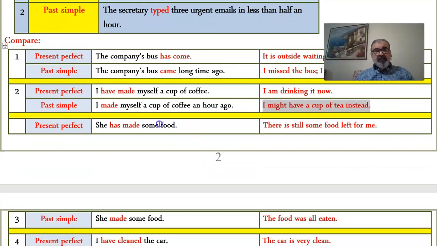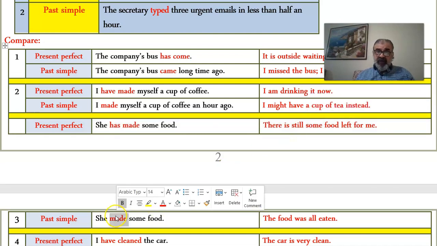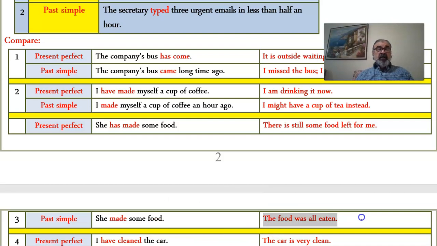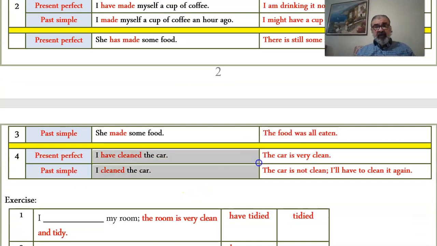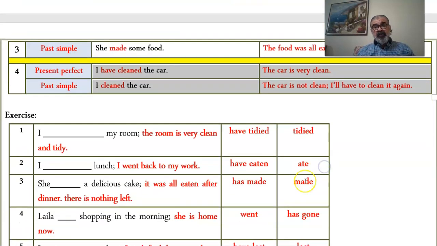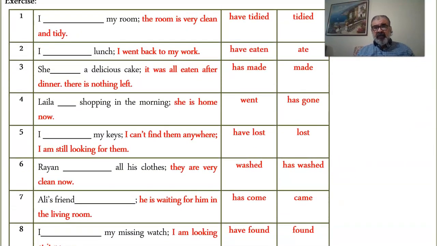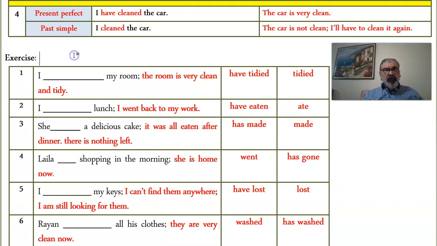If I say she has made some food, the food is still there, it hasn't all been eaten. But if I say she made some food, the food was all eaten, it was so delicious, it didn't stay that long. And if I say I have cleaned the car, it is so clean. But if I say I cleaned the car, it is not clean anymore, so I have to clean it again. Now going down to these examples, I would like you to study and look for clues. Always, when you consider these confusing tenses, always look for clues. If you find them, it would be easier for you to tell which one to use, the present perfect or the past simple.